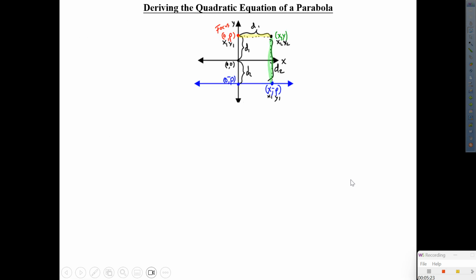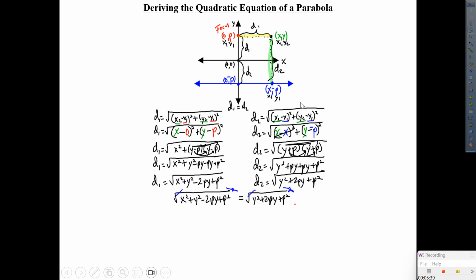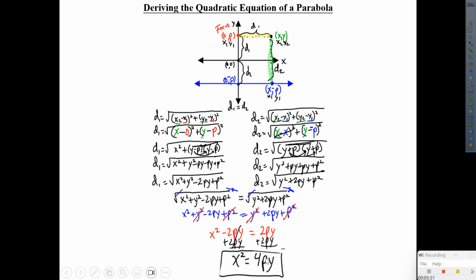Then we got into deriving the quadratic formula. Remember these? You're like, oh yeah, Mr. Q, I love these. So we got our diagram, and then from there, we said that distance 1 is the same as distance 2. Distance 1, all the work. Distance 2, all the work. We set each one equal to each other because distance 1 is equal to distance 2. That's exactly what you said on those videos that you submitted, right? And we came up with an equation, x squared equals 4py. That's the equation that we're going to use for our parabola.